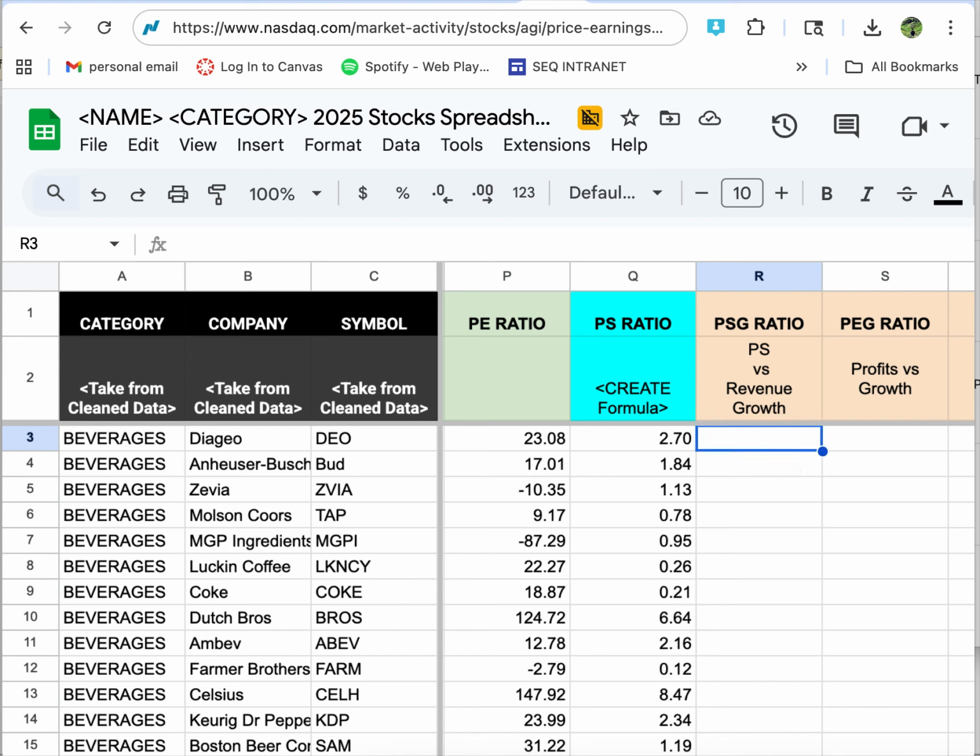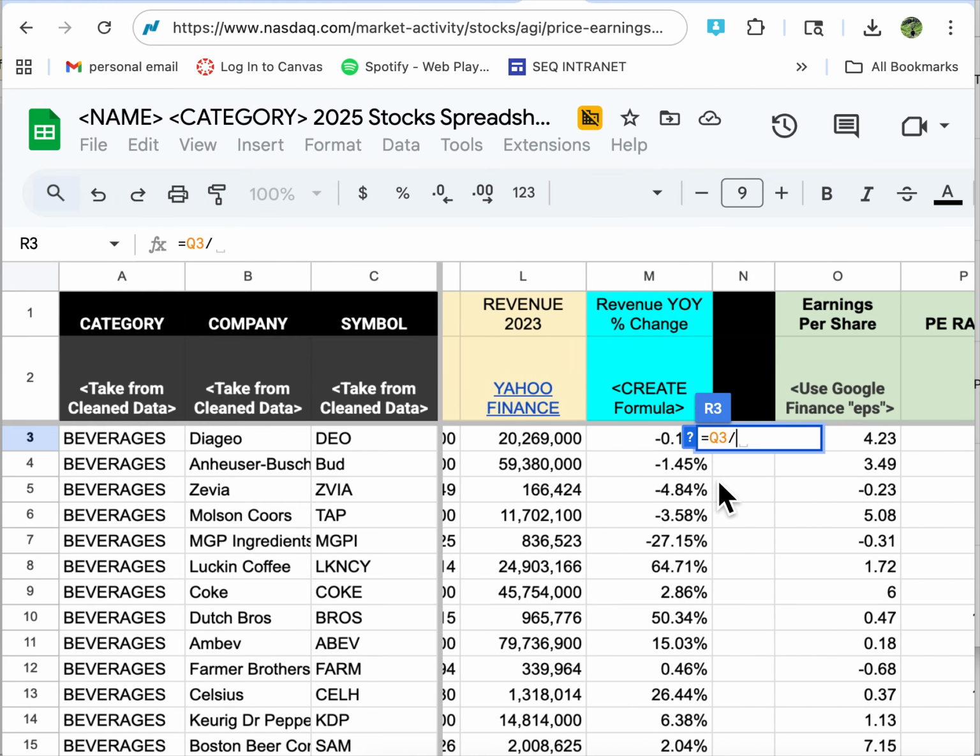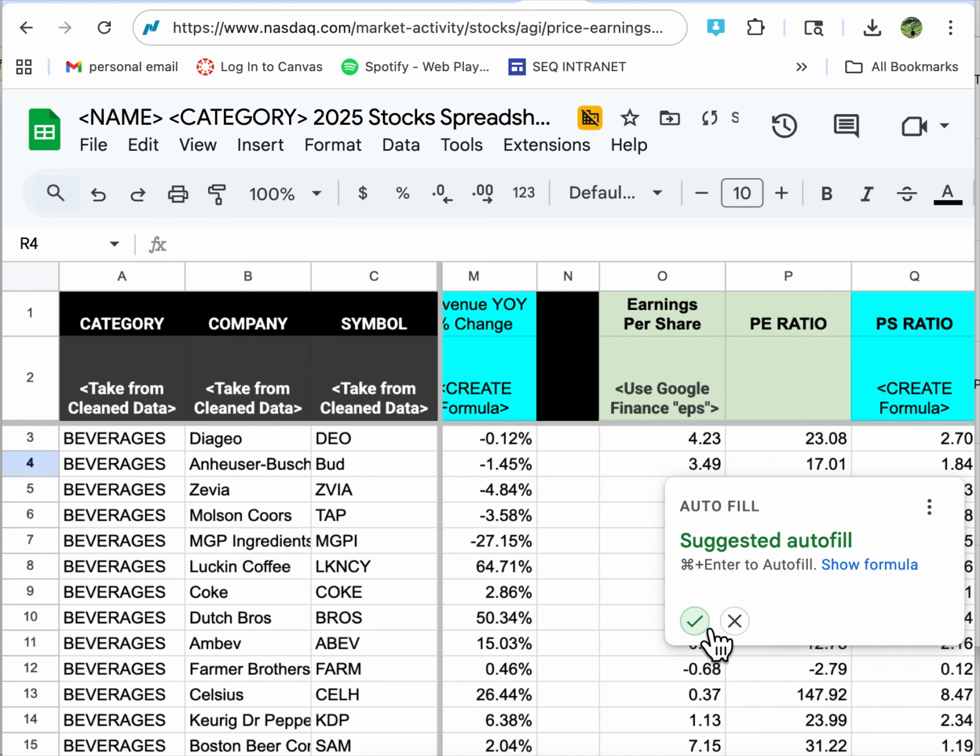Oh, there we are. Okay, so we hit equals, and then we do the PS rate, which is here, divided by how fast it's growing, its revenue. So parentheses, click that number times 100. We multiply by 100 because these are in percents. Okay.